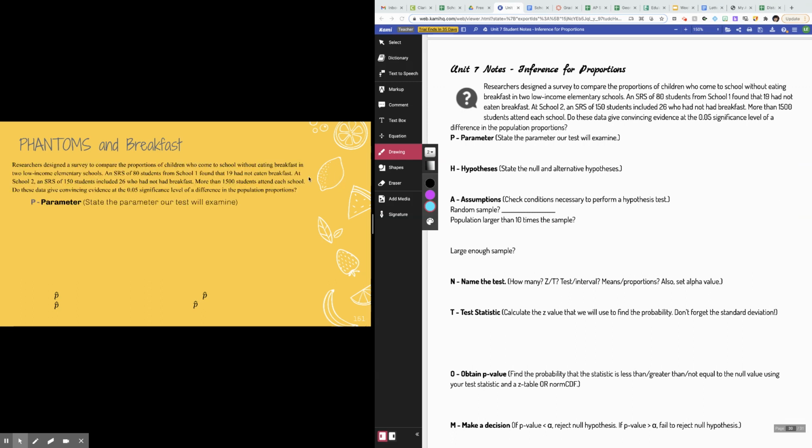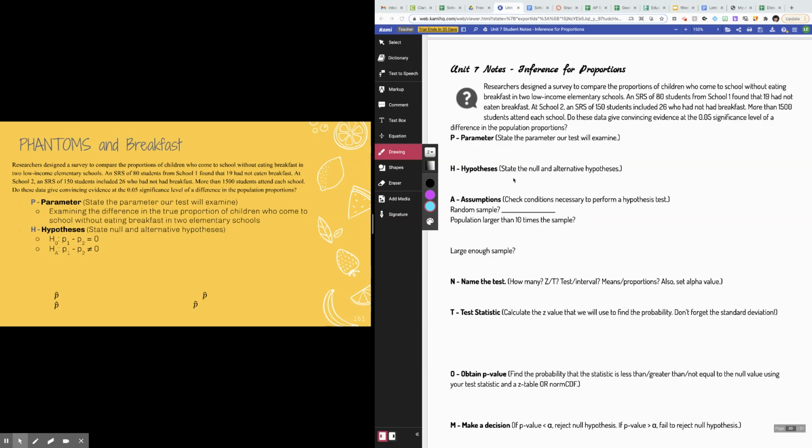In this problem, we're comparing proportions of children who come to school without eating breakfast in two different schools. We have a simple random sample from school 1 and a simple random sample from school 2. They told us that more than 1,500 students attend each school, and the question is, do these data give convincing evidence at the 0.05 significance level of a difference in the population proportions?